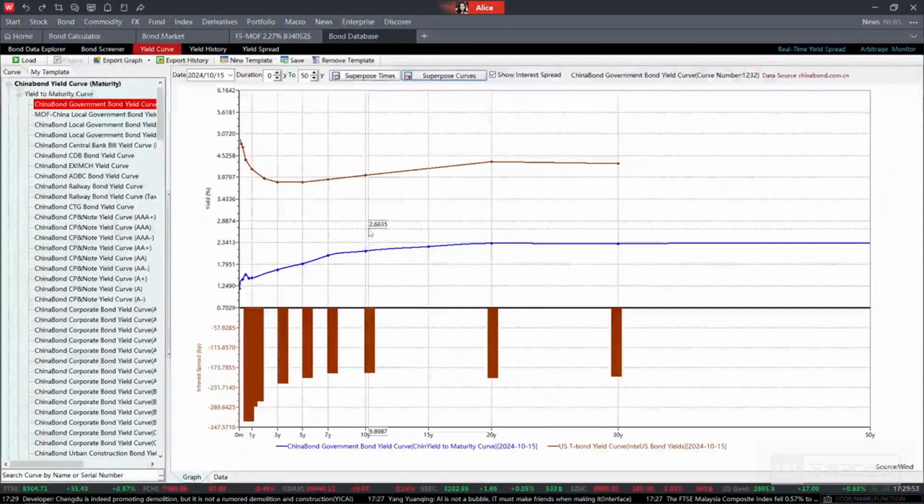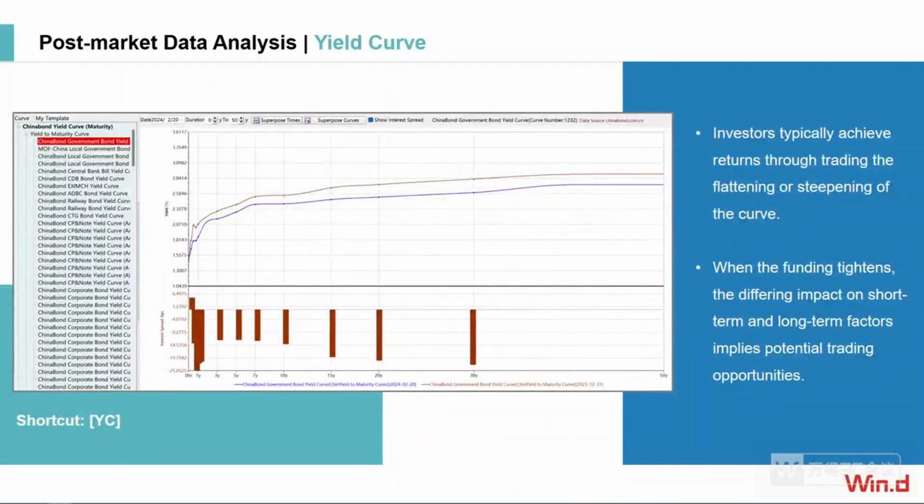Not only the shape change of the different curves, but also the upward or downward parallel movement of the same curve can all be collected in our terminal. You can use the superposed time and the superposed curve to compare the different curve changes, and such comparison will make it easier to find trading opportunities. As I mentioned, the yield curve sector allows you to more easily find the different changes of the yield curve.